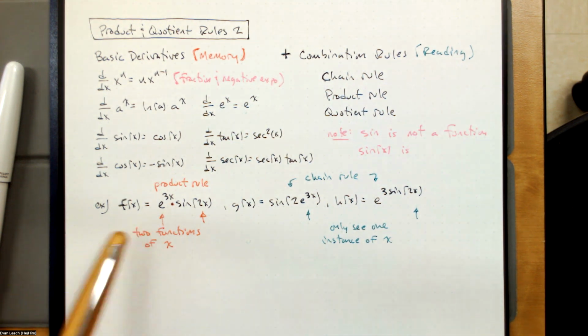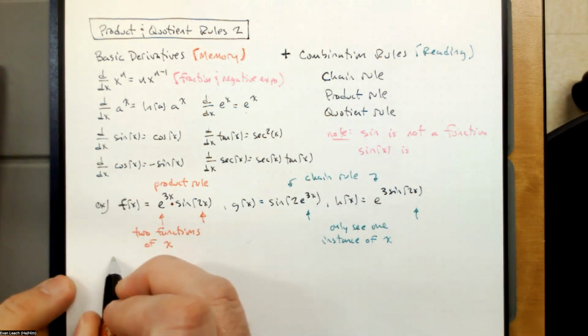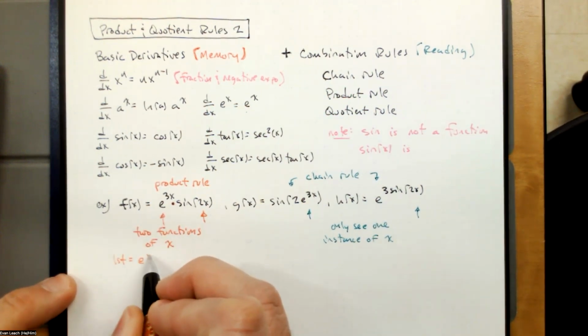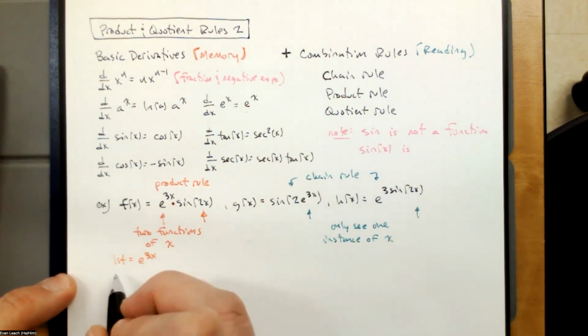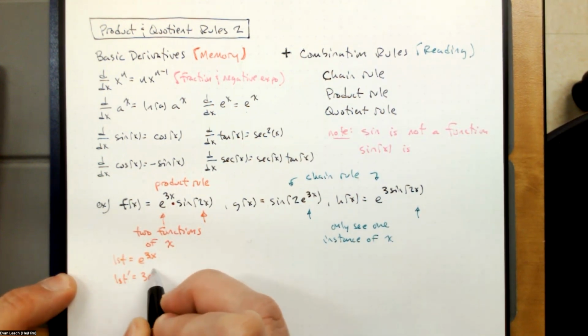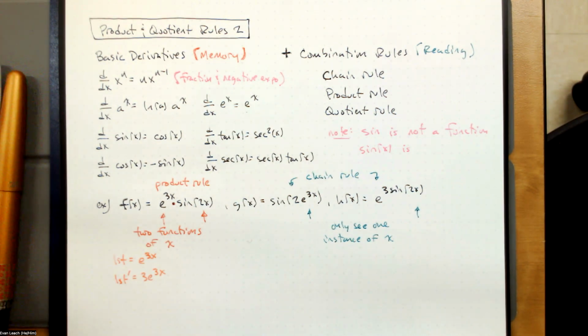So in this problem, the first, in f of x, it's all one problem. In f of x, we want to identify a first function and a second function, and then take the derivative. So our first, it can be either one. So let's just make the first e to the 3x. The derivative of the first is 3e to the 3x. We have to use the chain rule because the derivative of e to the 3x is e to the 3x times the derivative of 3x, which is 3. So here we are using the chain rule.